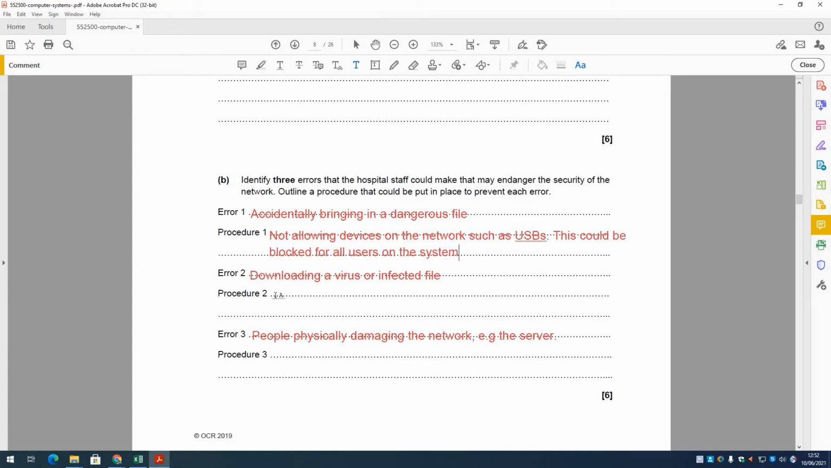Okay, downloading a virus or infected file. So we could block certain websites. Or even only allow whitelisted websites. Okay, and finally, people physically damaging the network. It could be having some kind of physical security, such as locks to stop certain people accessing rooms, such as server rooms.